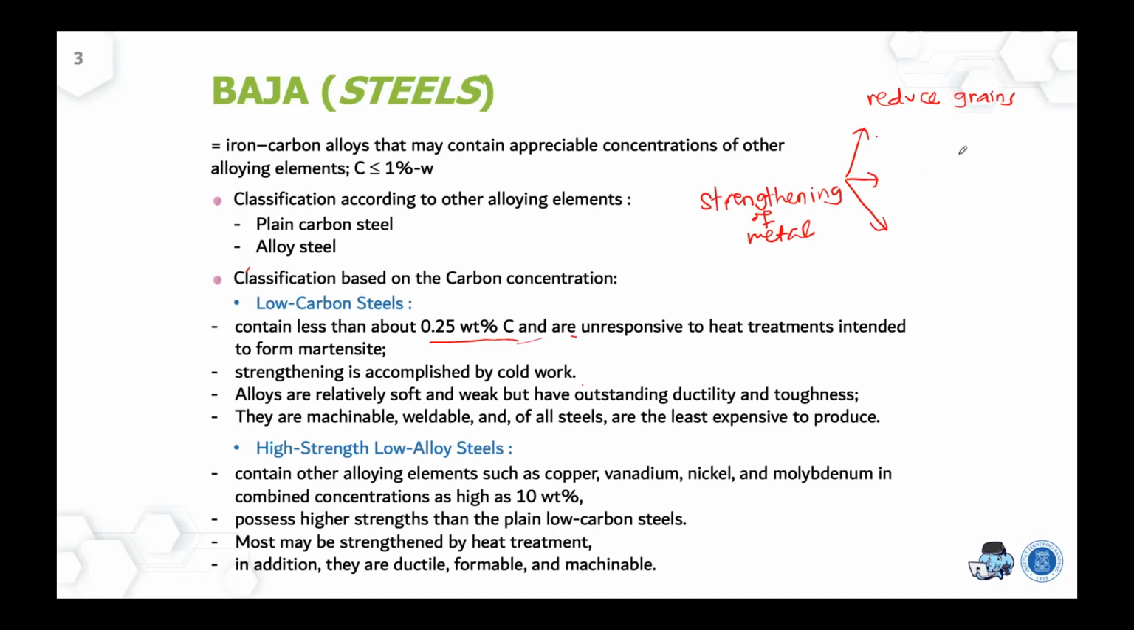The second way to strengthen metal is by adding solid solution, which means if we add alloys. If we add alloying, we may make a different type of steel. And the last one is by cold work, or we call it strain hardening.